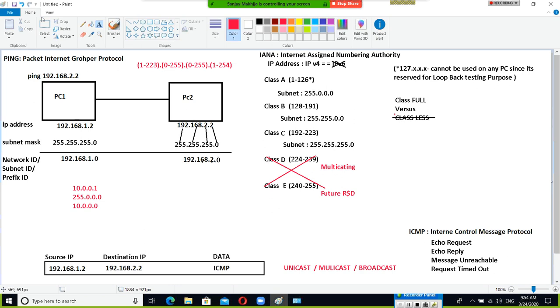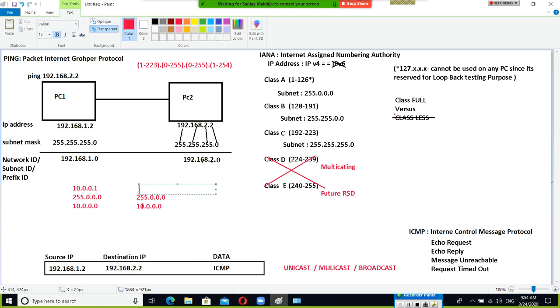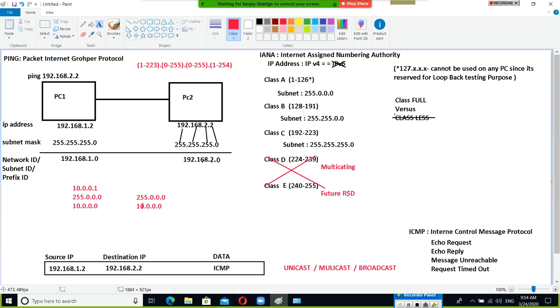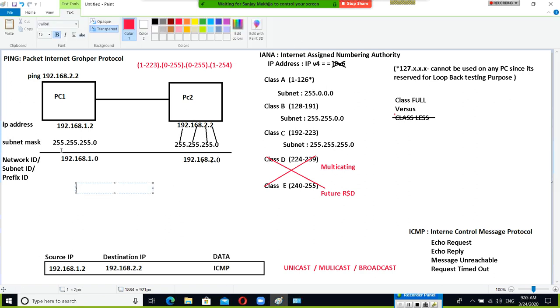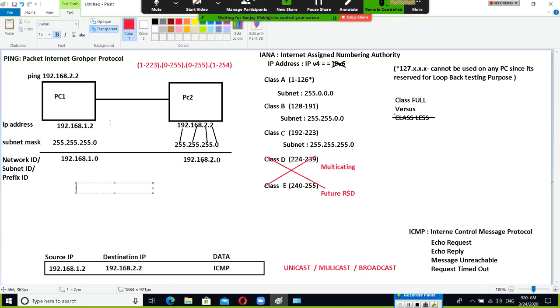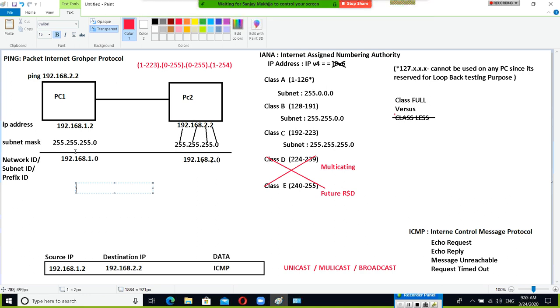See, what you should have done is copy this as it is, and make sure that this part is different. You just put a 1 here somewhere, or 2, or 12, whatever, and then reverse engineer. You're getting the point? 11.0.0.1, whatever. Okay, let's do it again. Then I want you to do a class C IP address.